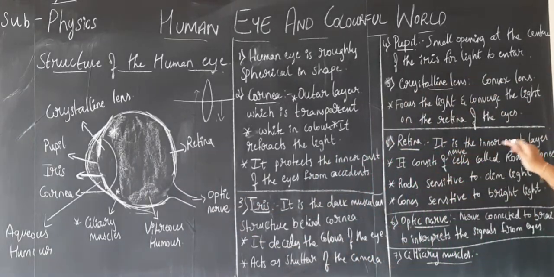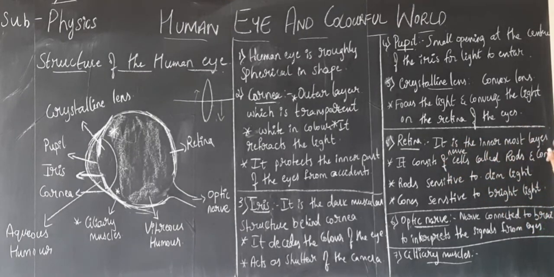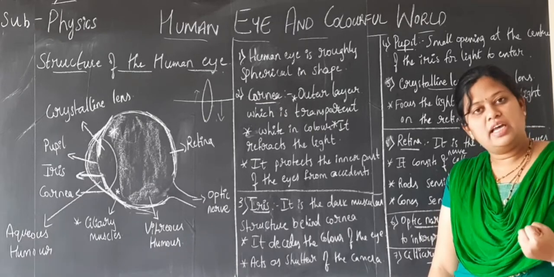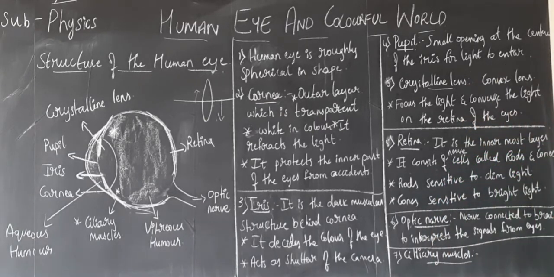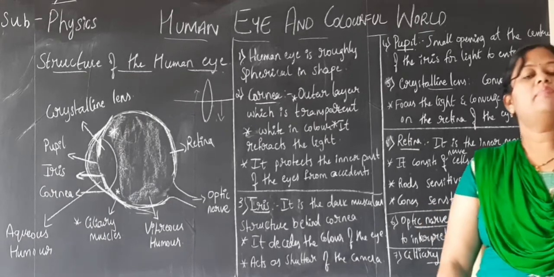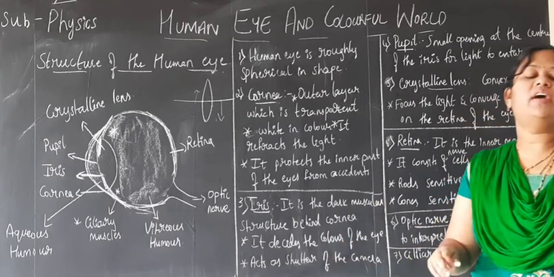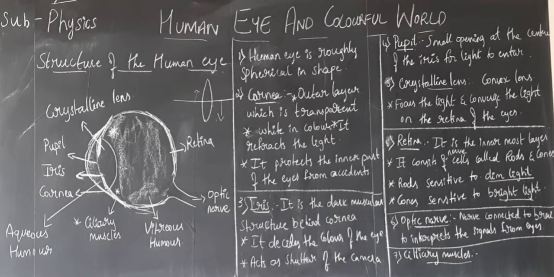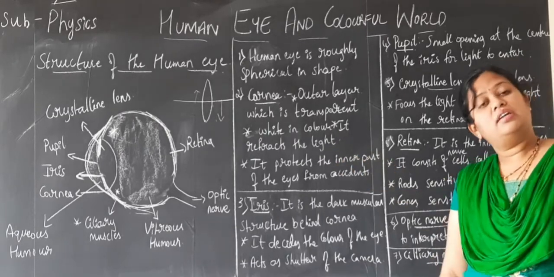Retina: one more point I forgot to tell you. It is the innermost layer of the eyes, where the inverted image of the object is formed. It consists of nerve cells called rods and cones. Rods are sensitive to dim light, cones are sensitive to bright light. Please don't get confused about which is sensitive to dim and which to bright light, children. Rods are sensitive to dim light, cones are sensitive to bright light. Rods and cones are the nerve cells which are present on the retina.